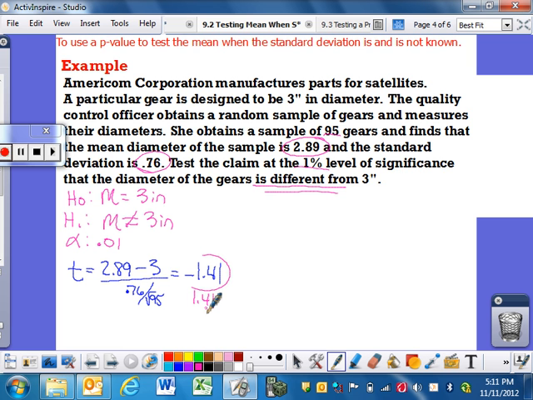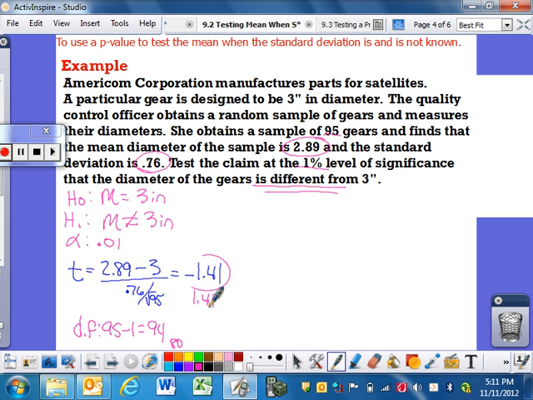Now, what row do we need to go down to? What's my degrees of freedom? My n is 95, minus 1 is 94. What's the smallest number less than 94? So we actually got to go all the way back down to 80. So if you go to degrees of freedom 80, you need to figure out what two columns the number 1.41 falls in between.